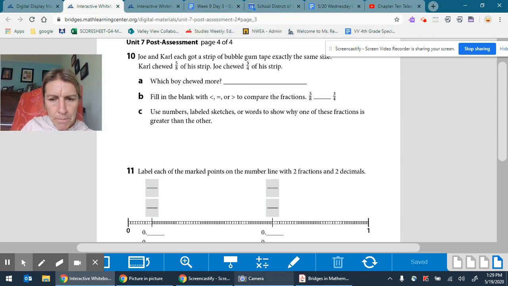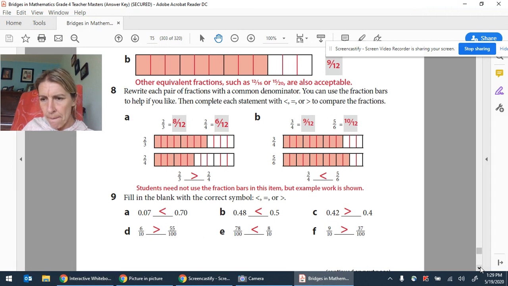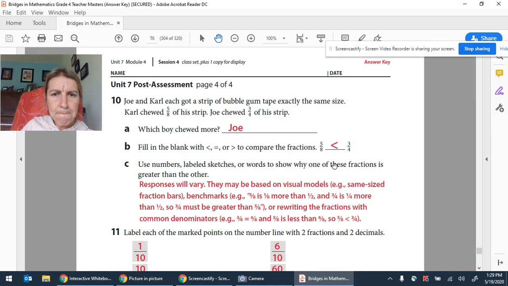All right, now, welcome back. Let's look at the answer. You guys, which boy chewed more? Joe is the answer. 3/4 is greater. And you could solve it however you want. You could do fraction bars. You could rewrite the fractions with common denominators. They could both be 8 on the bottom. They could both be 16. Either way, there are many different ways to compare these fractions. You probably know how to do it if you got this and you got this.